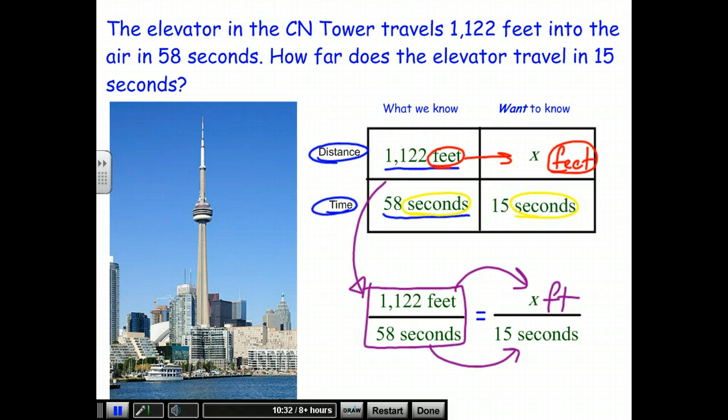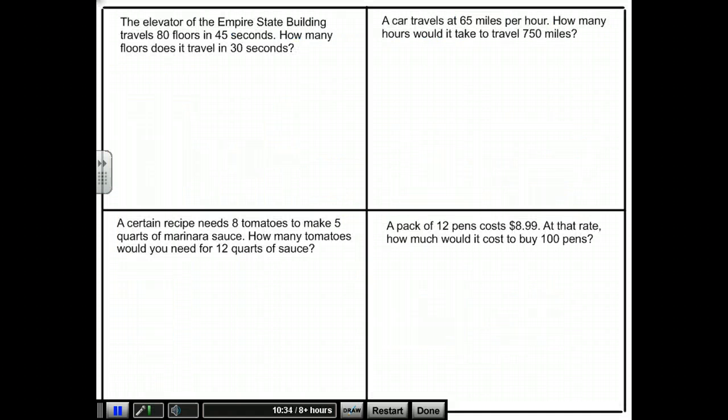So now finally, for our 4 practice problems, go ahead and try to solve these problems here. 4 problems, I'll label them for you. This is 1, 2, 3, and 4. Again, just set up the proportion. Don't try to solve it, just set it up.